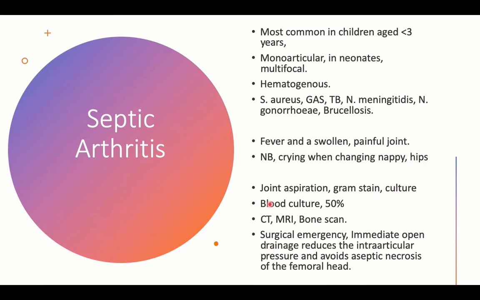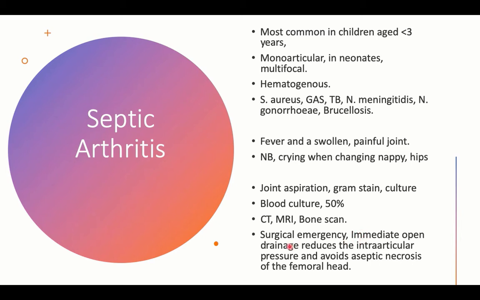So our workup would include, this is an urgent medical situation. Joint aspiration is needed for gram stain and culture. Blood cultures yield in 50% of cases. CT and MRI, bone scan, these are the initial imaging modalities to diagnose, and it is a surgical emergency to guard against destruction of growth plates and loss of movement, loss of function of the joint, or differential limb lengths later on. So that would present with limping gait for life.